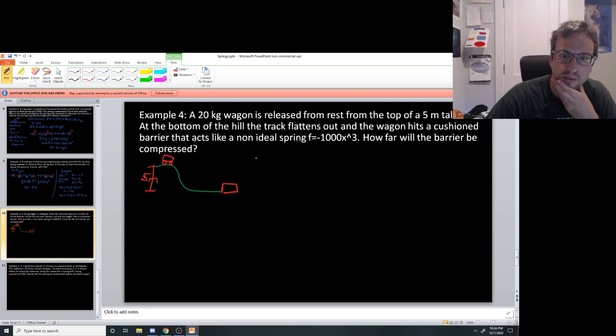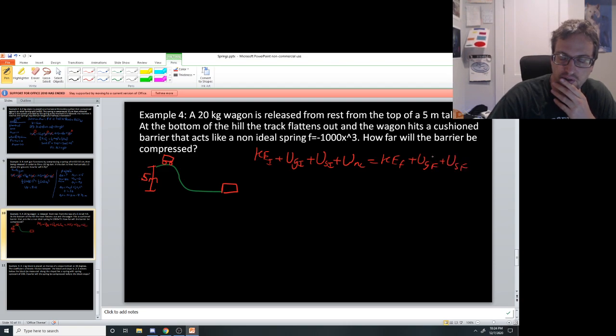Well, to look at this problem, we need to do conservation of energy still. This is still kinetic energy initial plus potential energy of gravity initial, potential energy of spring initial, non-conservative work, kinetic energy final, potential energy of gravity final, spring final. Okay, let's make this height h equals 0 down here. That means potential energy of gravity is 0.